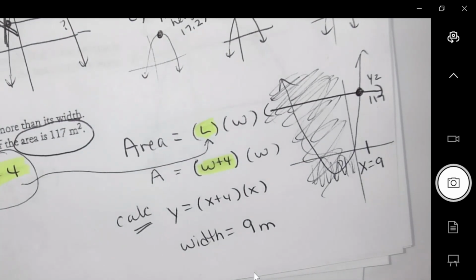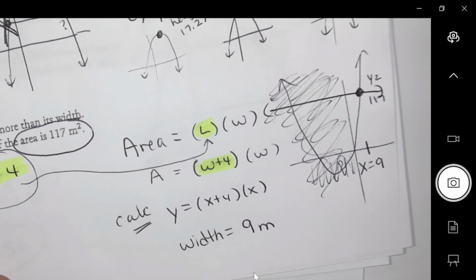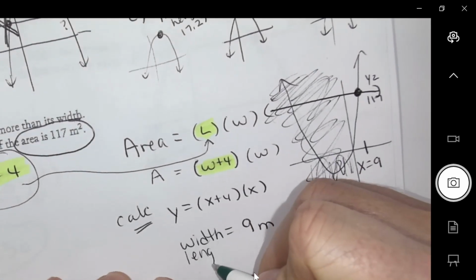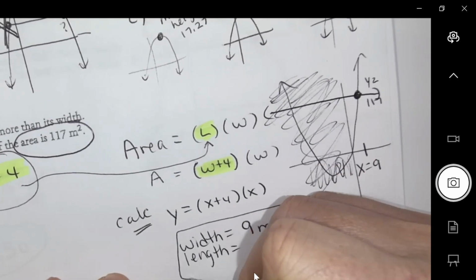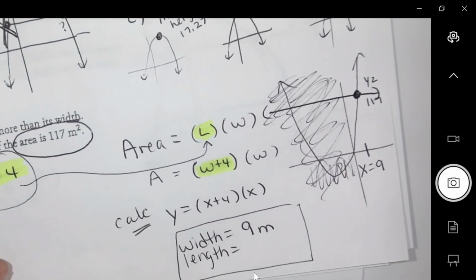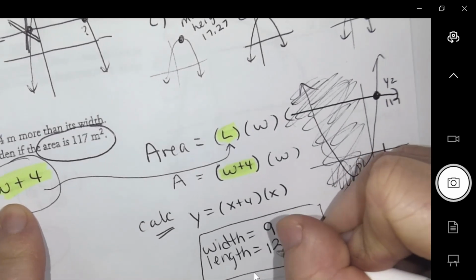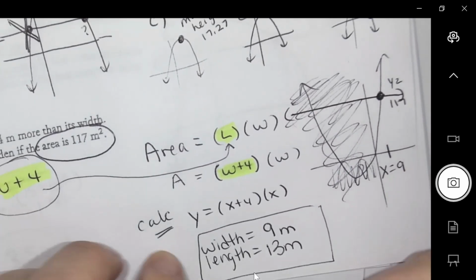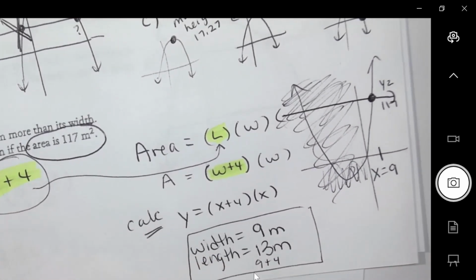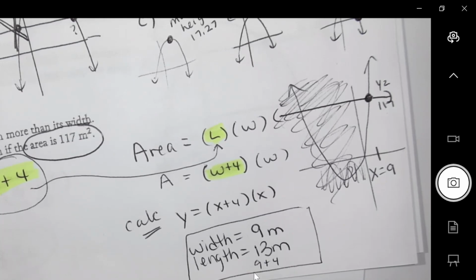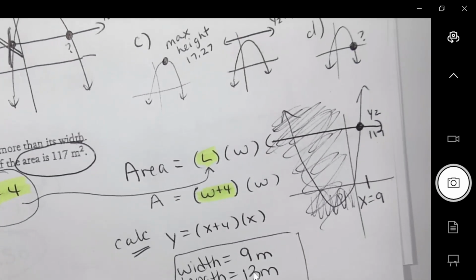And I want the other dimension. It says determine the dimensions. So length is, what do you know about length? 4 more than that width. Okay, that's it. Good?